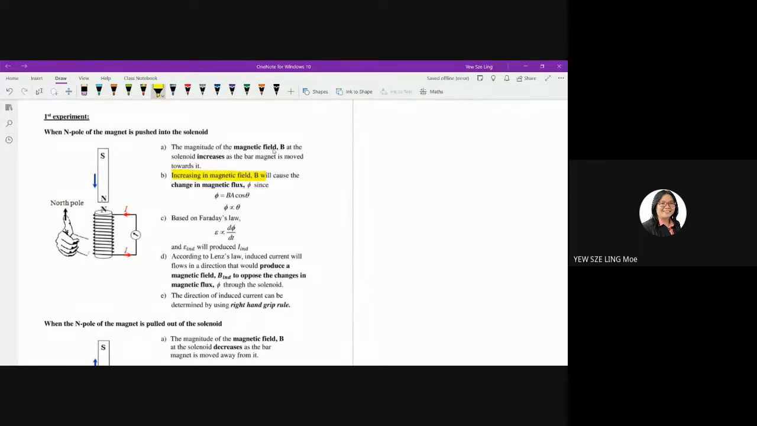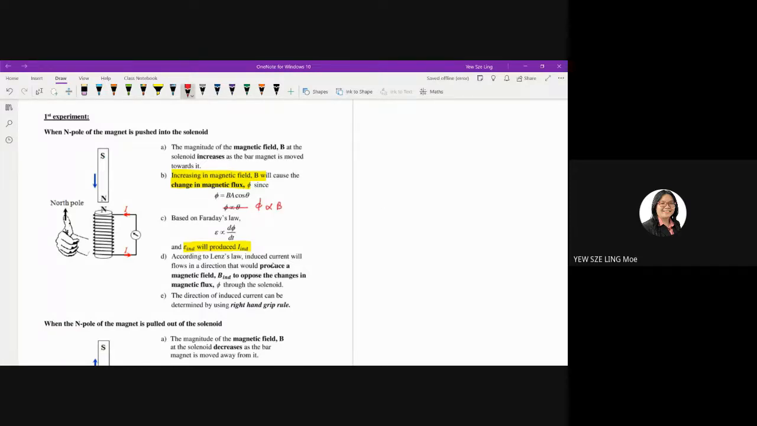So the magnitude of the magnetic field of the solenoid increases when you move B towards the solenoid. More magnetic field lines pass through it, so the increase in magnetic field lines causes a change in flux. And when there's a change in the flux, EMF will be generated and it will produce induced EMF. Okay, this is a mistake. Actually, it should be flux is proportional to B.